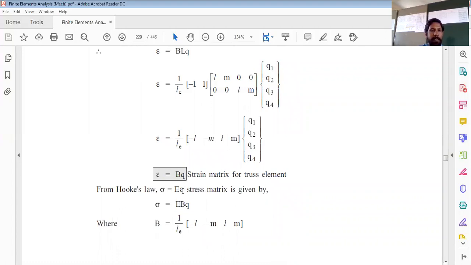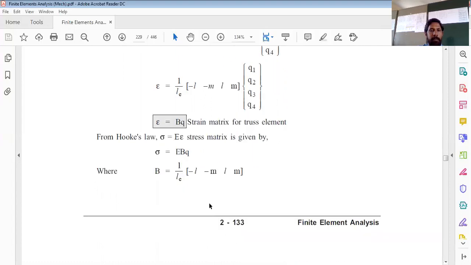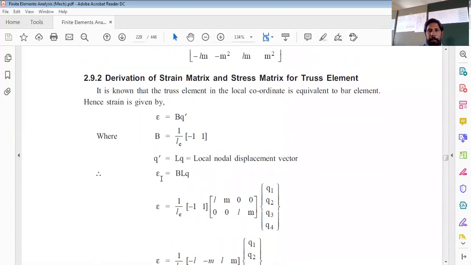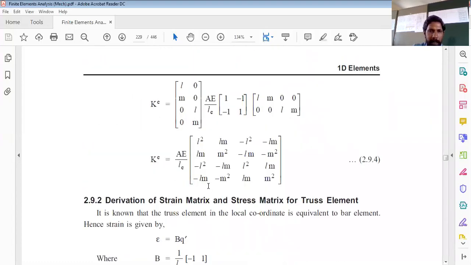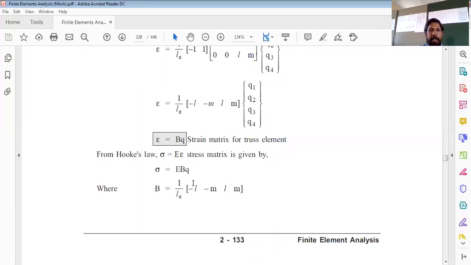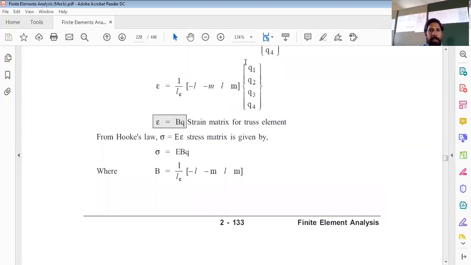And to find the stress, you can just multiply the strain with the Young's modulus of the material of the member. So sigma can be written as E into B into Q. So in order to solve the numericals related to truss element, we need to have the stiffness matrix of truss. We need to have the strain matrix, which is epsilon is equals to B into Q, where B is given by 1 by length of element in the matrix of minus L, minus M, L, M, and Q is nothing but the displacement vector with respect to global coordinate.